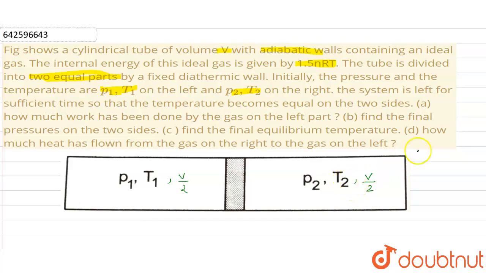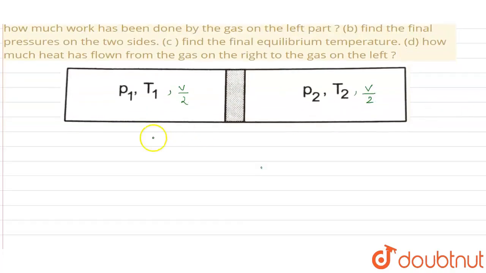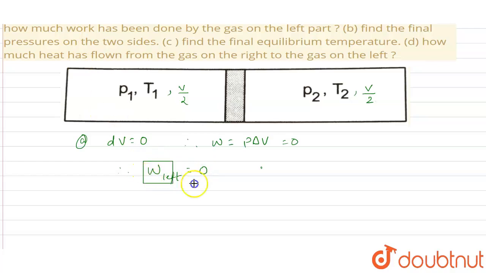Okay, since our volume is constant, correct, so the change in the volume will be 0. Therefore we can say work is P times delta V. Since our change in the volume is 0, our work will be 0, correct? Therefore work done in the left side will be 0. Okay, so this is our first part.